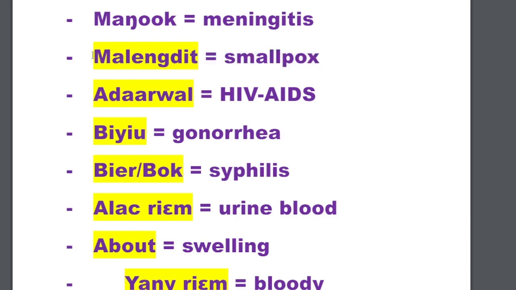Malengdit is smallpox. Another disease is called adarwal. Adarwal means AIDS, HIV AIDS. HIV AIDS is called adarwal.